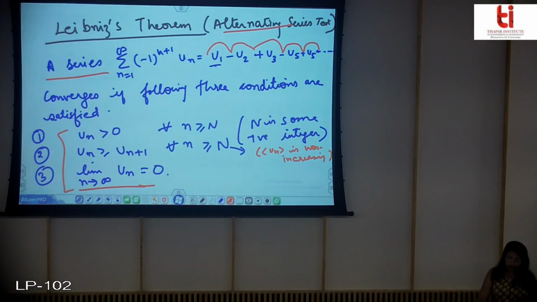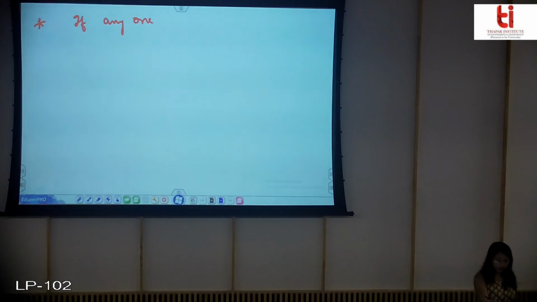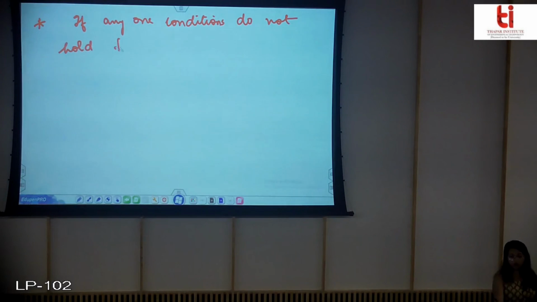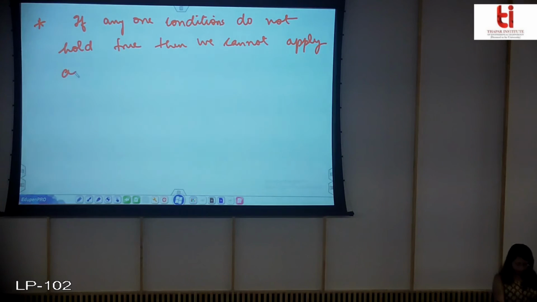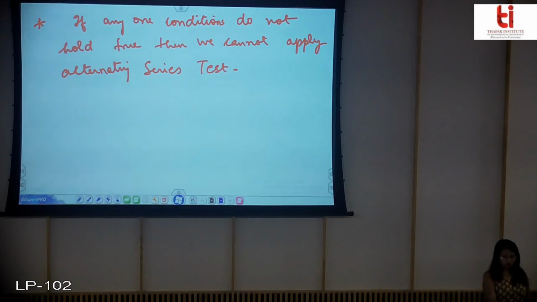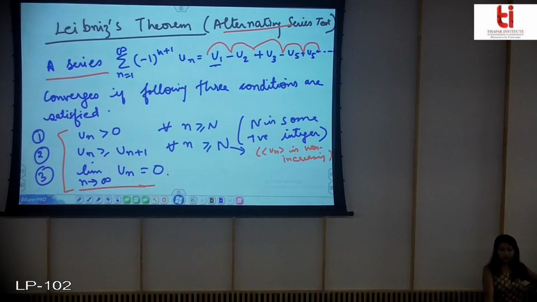And if any one of the conditions does not hold true, then we cannot apply the alternating series test. So you can write a note that if any one condition does not hold true, then we cannot apply the alternating series test. We are going to prove this Leibniz theorem in the next class.